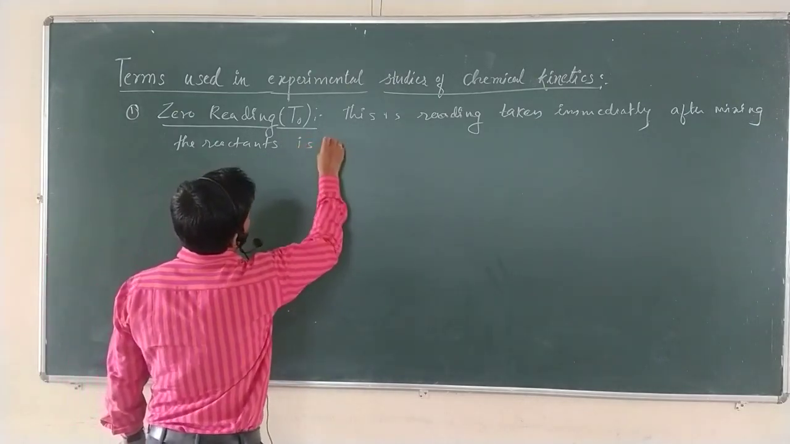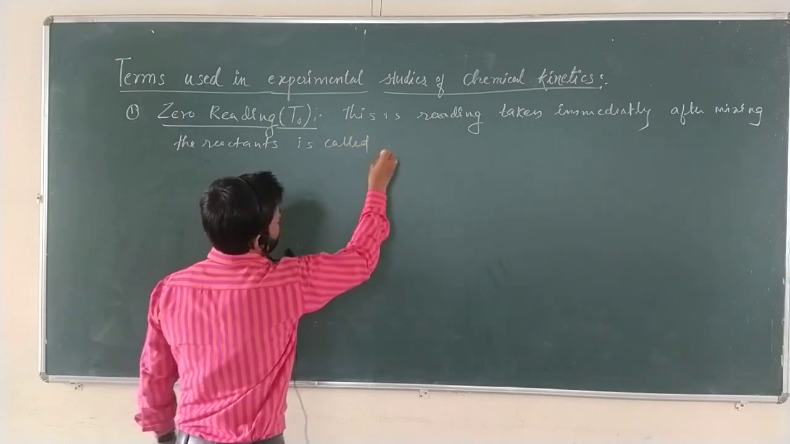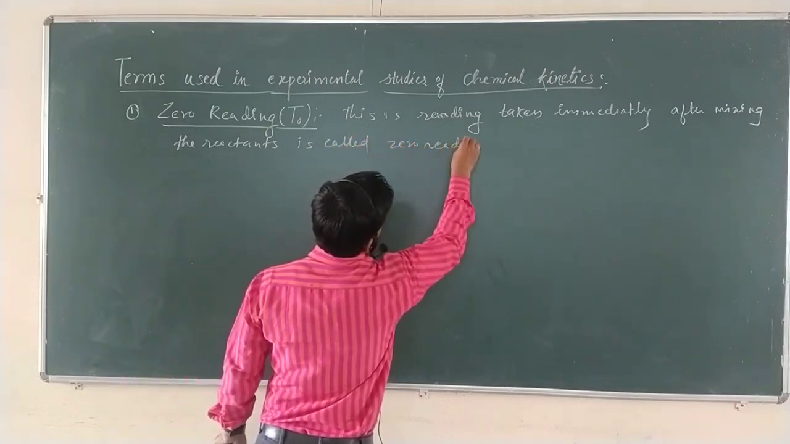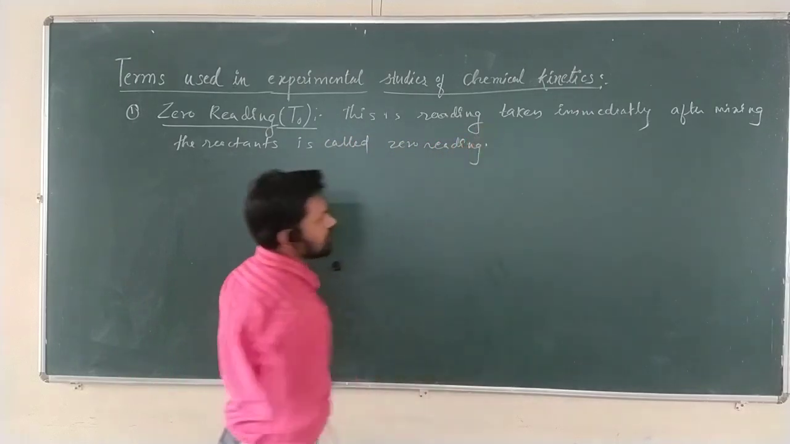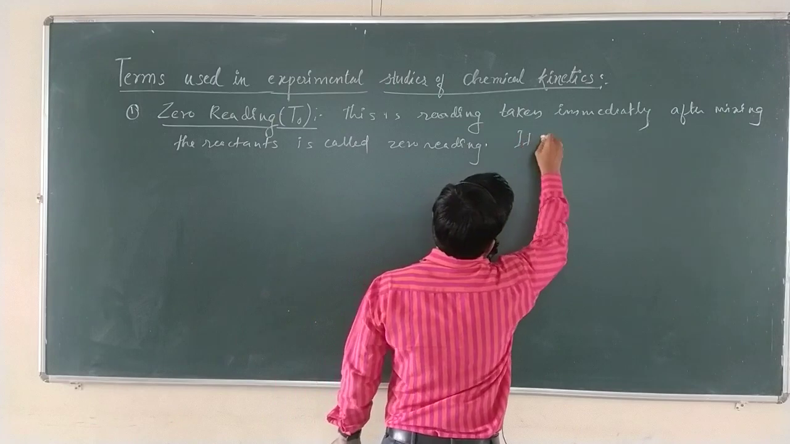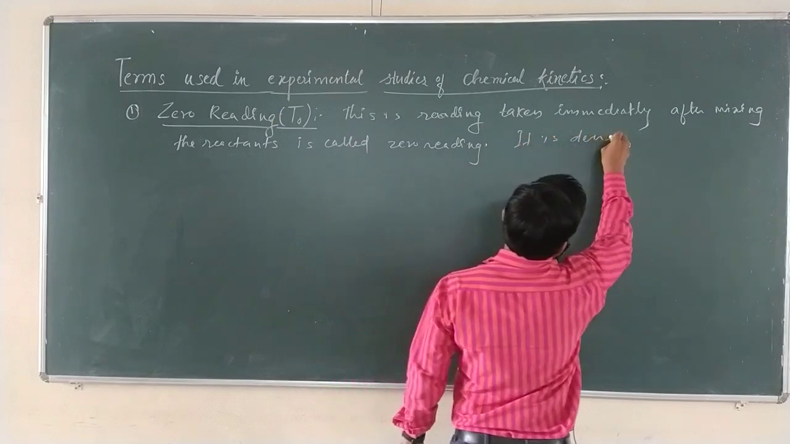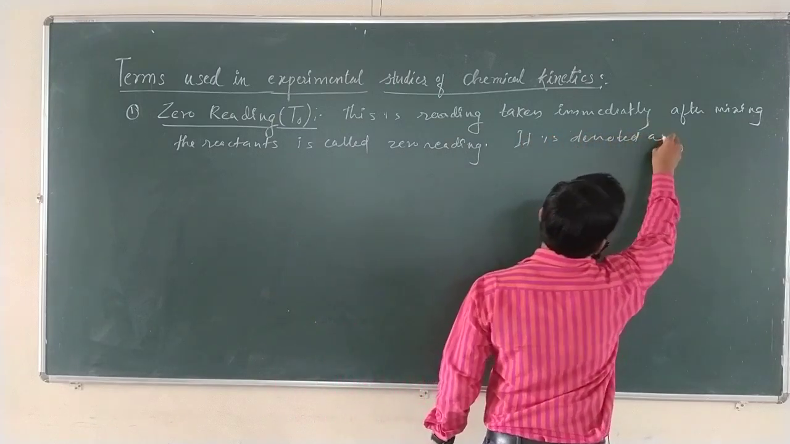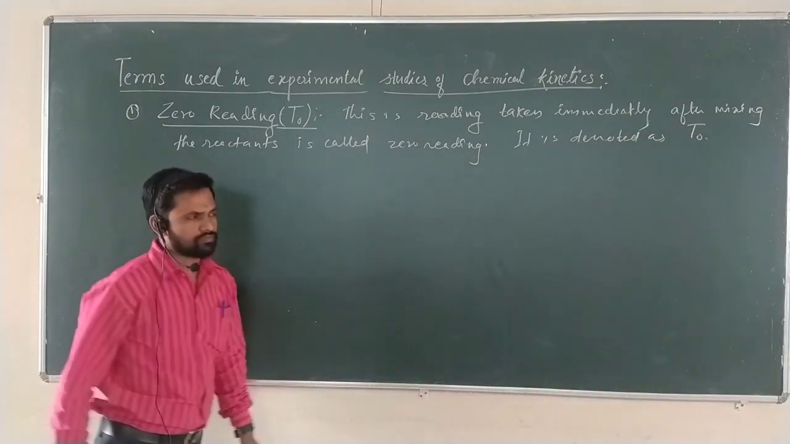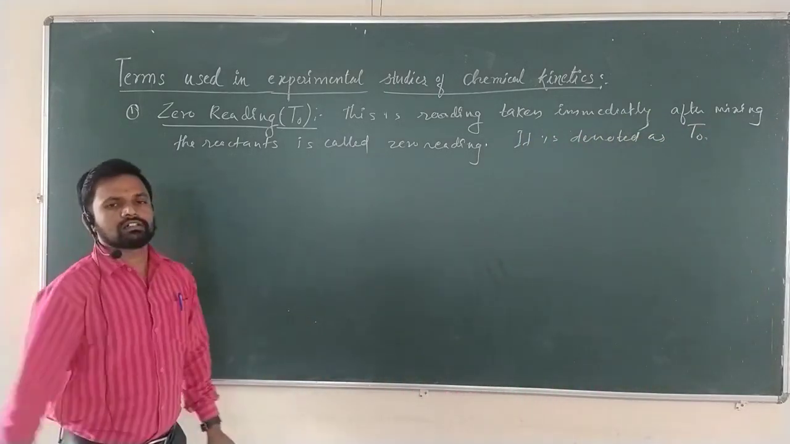It is called the zero reading, and it is denoted as T0. Generally, it is denoted as T0. This is called the zero reading.